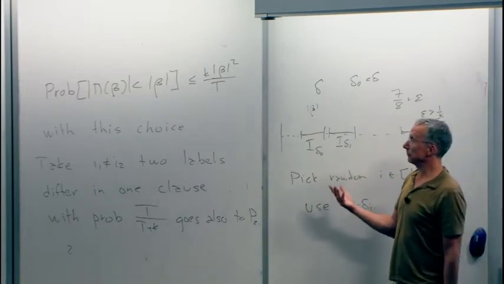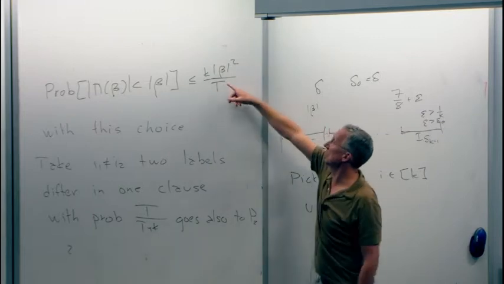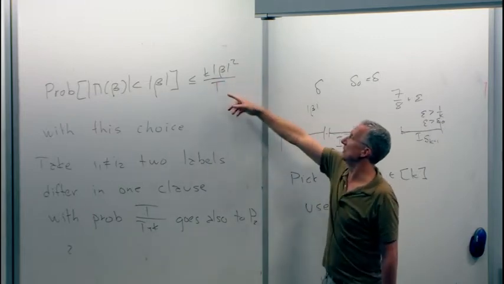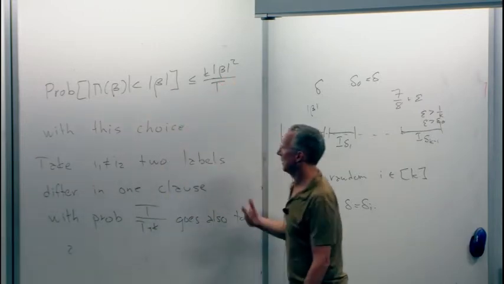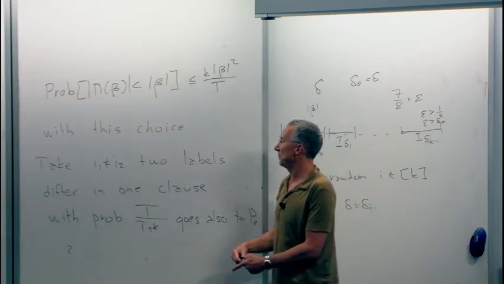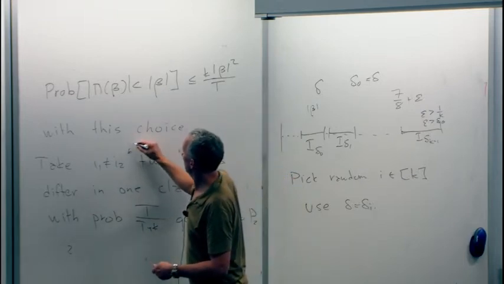So now I claim that the probability that 2 things project to the same thing is bounded by something like K over T, where K and T are these numbers, times the size of beta. And I just prove this at the same time. Take any two things that belong to beta.